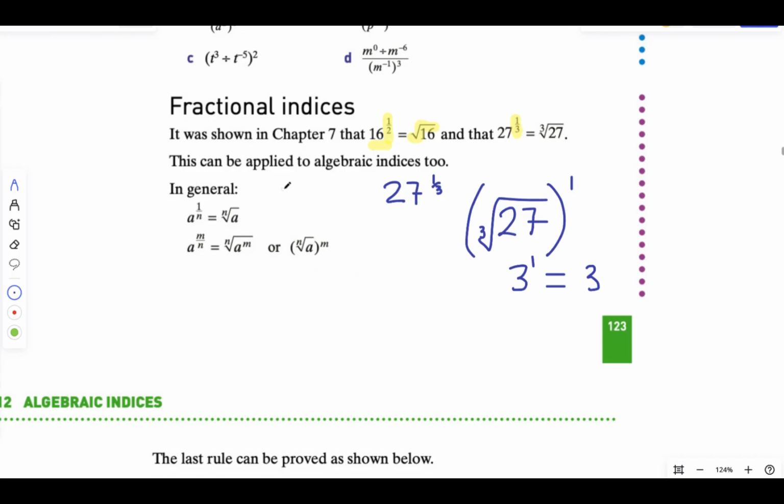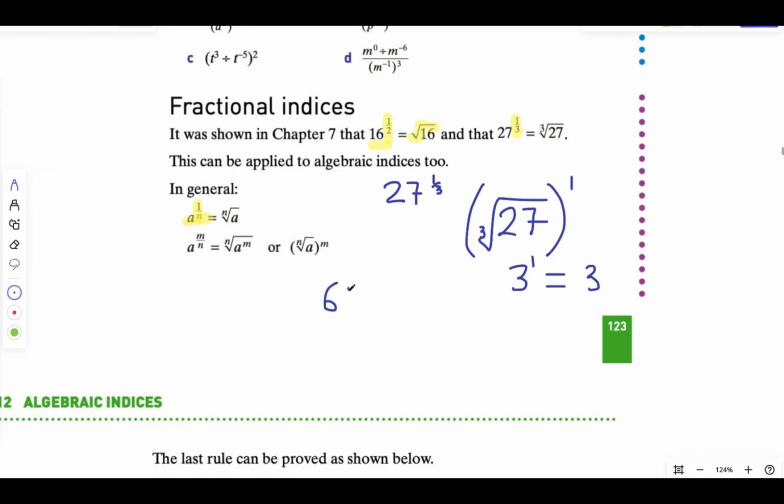Is that okay? So in general, let's take a look at this rule. In general, if you say a raised to power 1 all over n, it means the nth root of a. It means the nth root of a. The denominator will form the root.